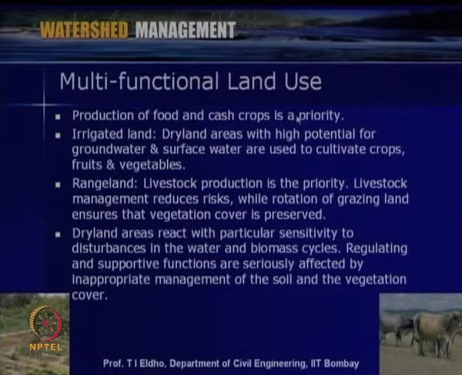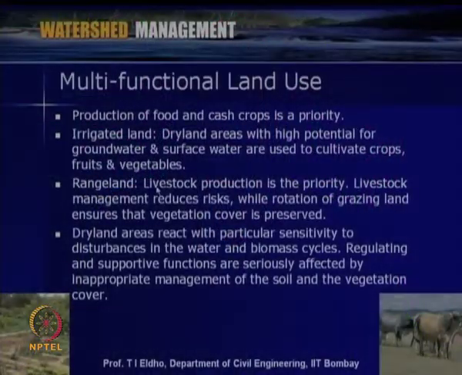So as we discussed, there are so many issues. As far as land use is concerned, we can see that it is multifunctional. Multifunctional means here we have to consider the various issues of land use, say like production of food and cash crops, which one we have to give priority. Accordingly we have to manage. Then irrigated land, wherever the possibility of irrigation is there. Dryland areas with high potential for groundwater and surface water are used to cultivate crops, fruits and vegetables. So we have to plan the agriculture in such a way that we see whether there is any option for irrigation, whether sufficient groundwater we can pump out, and then we can increase the possibility of irrigation. That way we have to see as far as irrigated land is concerned.